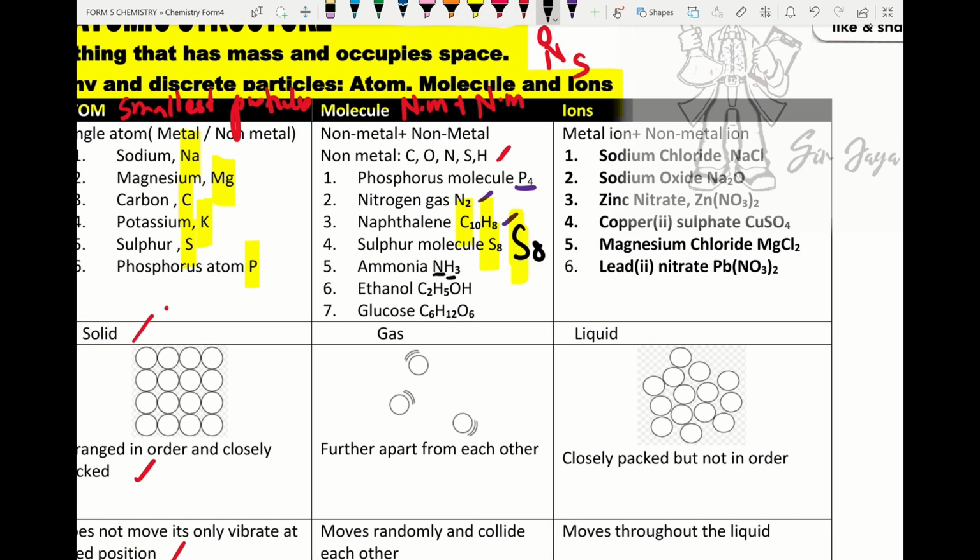All right, ammonia, non-metal, exists as molecule. Ethanol, C2H5OH, exists as molecule. Glucose, carbon non-metal, hydrogen non-metal, oxygen non-metal, exists as molecule. And please remember, most molecules exist as gas.